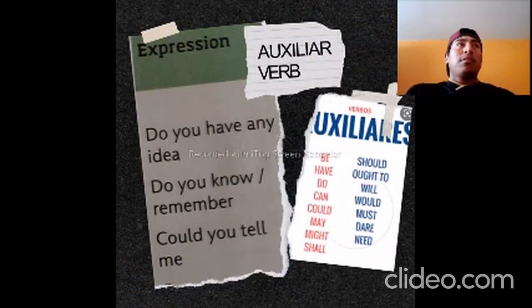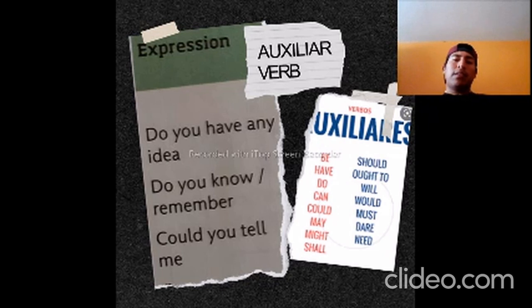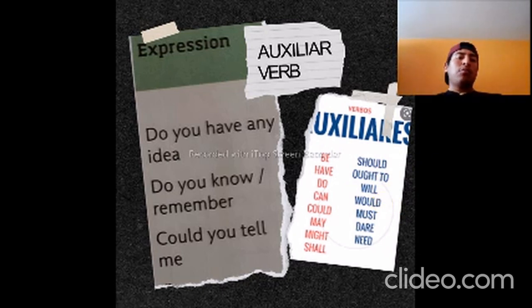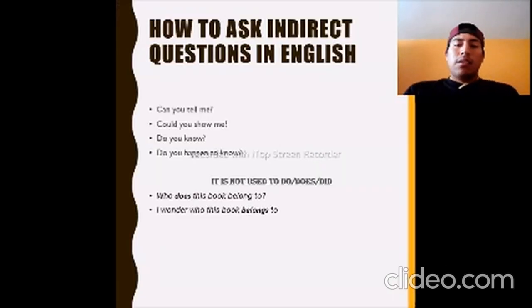What are indirect questions? An indirect question begins with an auxiliary verb, and it is the part of the sentence that has the form of a question, leaving the rest as an affirmation. Some expressions are used with the auxiliary verbs: be, have, do, can, could, should, will, modals. Expressions are: do you have any idea? Do you know, remember? Could you tell me?